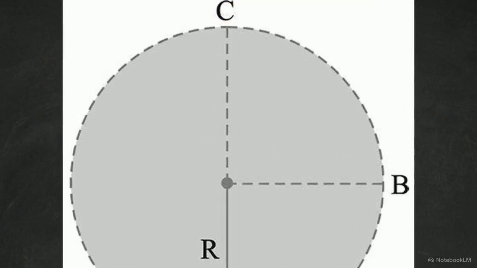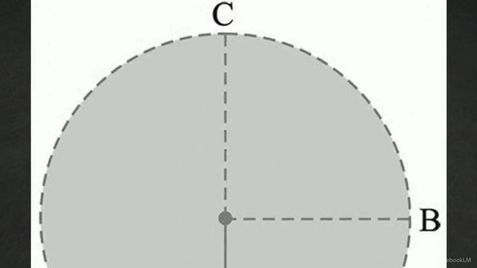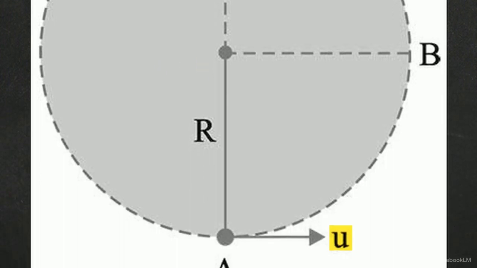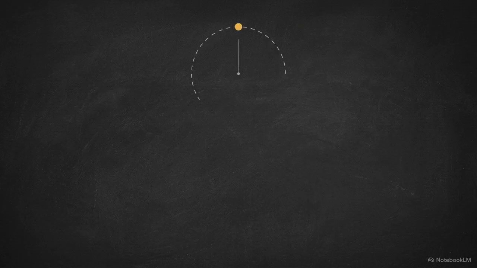To prevent the string from slacking, the mathematical condition is clear. The tension at point C must be greater than or equal to zero. We apply our radial equation at this apex. At point C, the angle is 180 degrees, so both tension and gravity point straight down toward the center. By setting tension to zero at the absolute limit and solving for the velocity, we find the critical velocity.